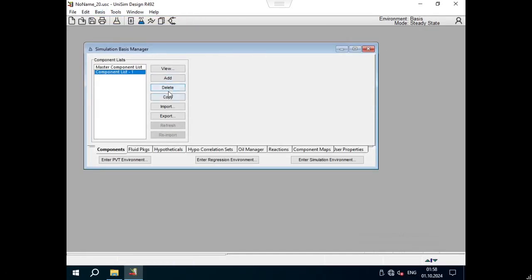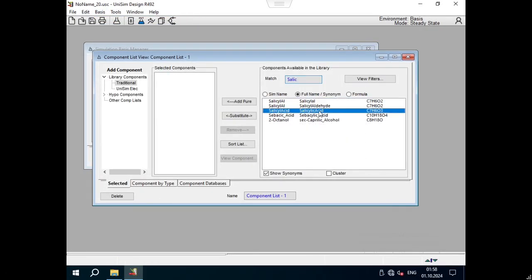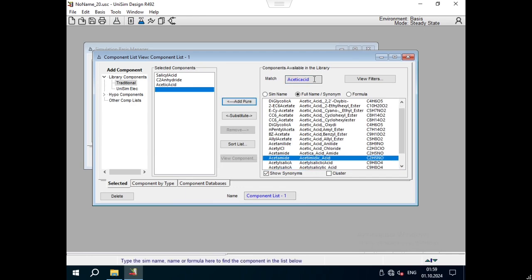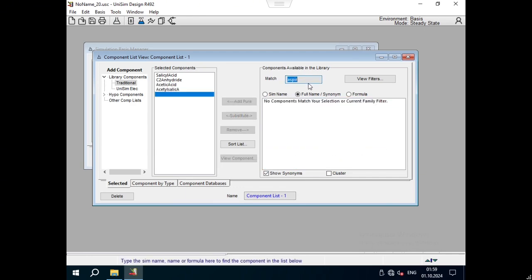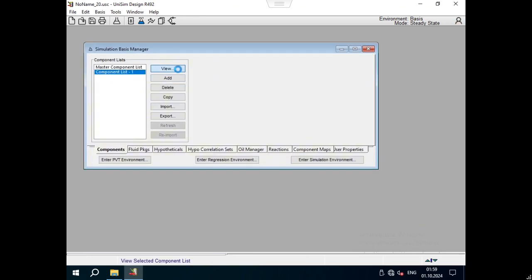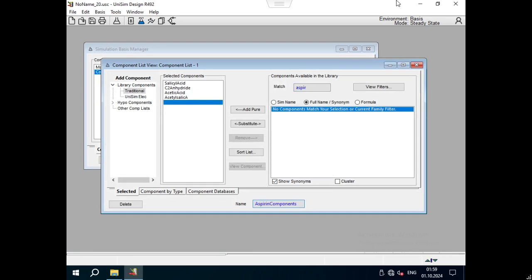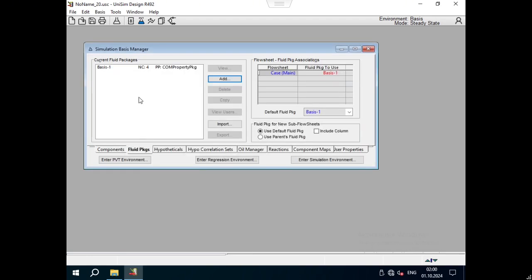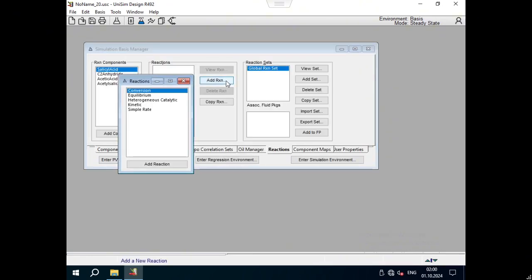Hello everyone. In this video, I'm going to present the process of setting up a simulation for aspirin production using Unisim Design. Right now, we have already created a new project, and at this time we are adding all components required for production to the new list of components. They are acetic anhydride, salicylic acid, acetic acid, and aspirin, which are now available to be used.